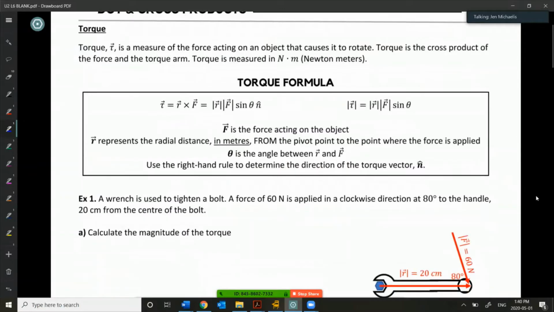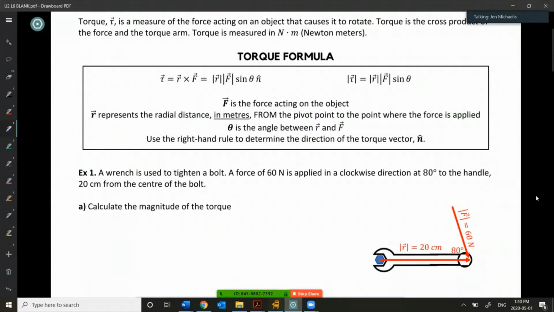Let's take a look at the torque formulas here. If I'm looking for the actual vector for torque, I want to find a magnitude component, which is this component here, and I'm going to multiply it by the direction, which is the normal vector. In this formula, we have the force vector that's acting on the object. We have the radial distance calculated using meters from the pivot point to the point where the force is applied. We have the angle, which is going to be the angle between the vectors when arranged tail to tail. And we have the normal vector, which is going to represent the direction of the torque vector.